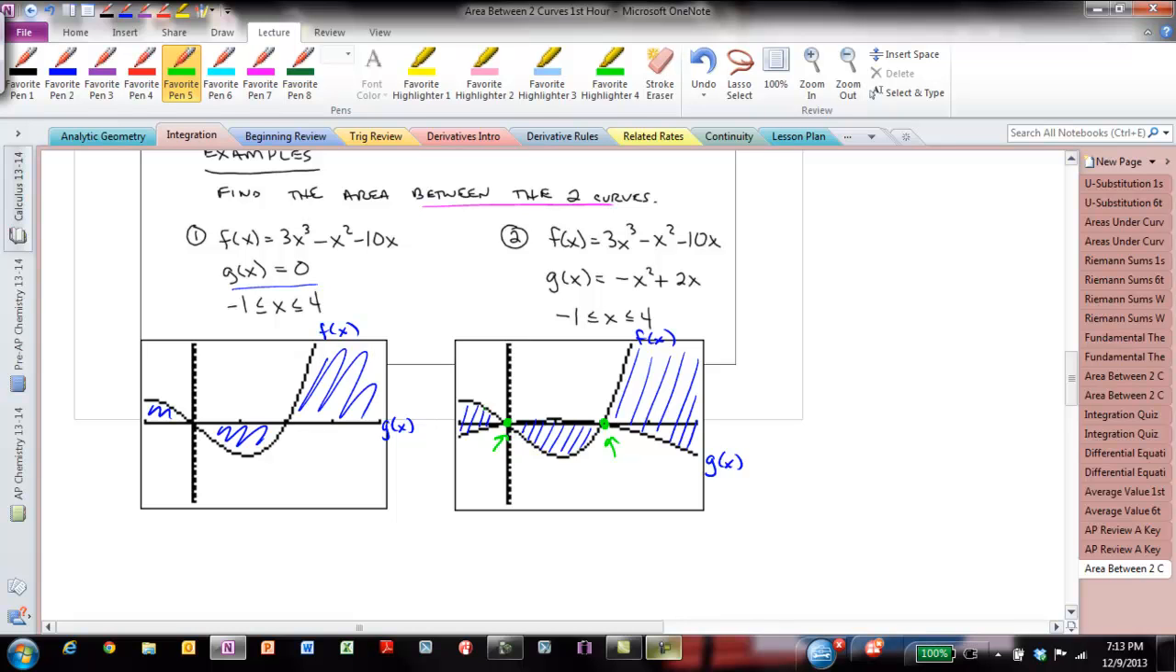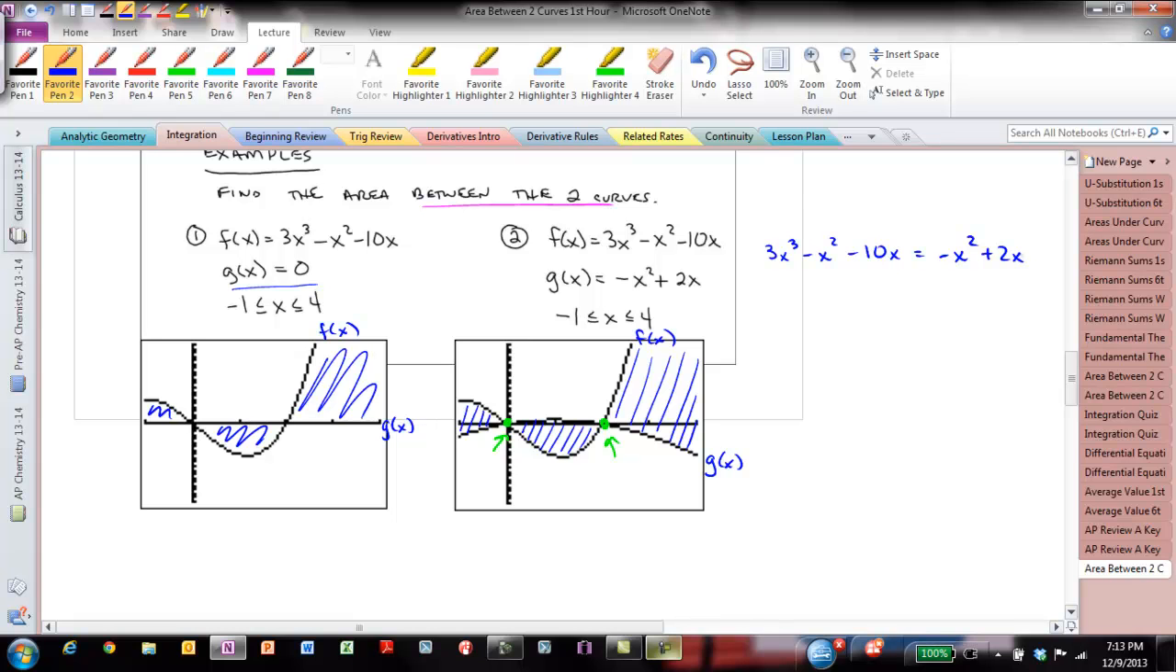If they're not crossing, that same curve is going to be on top the entire time. And so that's why we're doing this, to figure out, okay, are they getting to switch who's on top and who's on bottom? So we're going to set f of x equal to g of x. So 3x cubed minus x squared minus 10x equals negative x squared plus 2x.